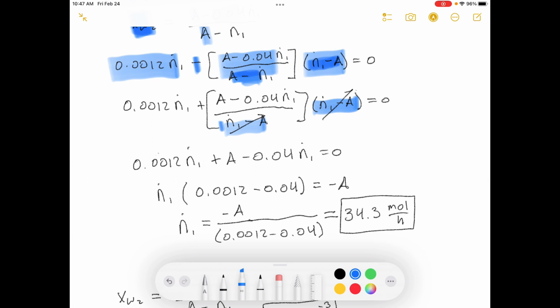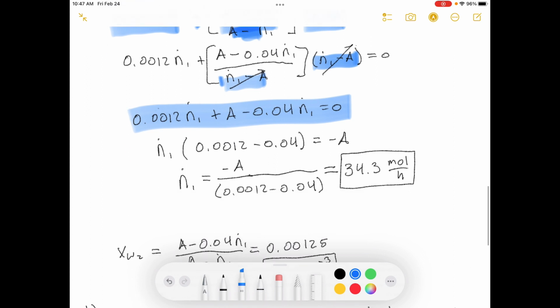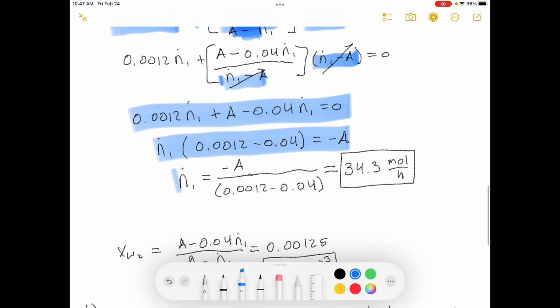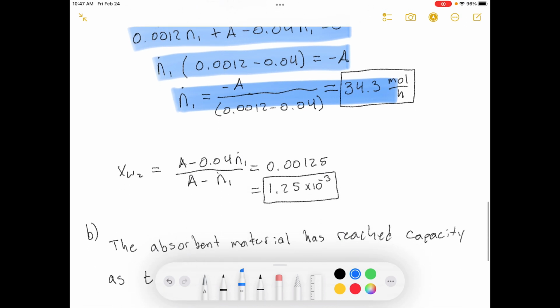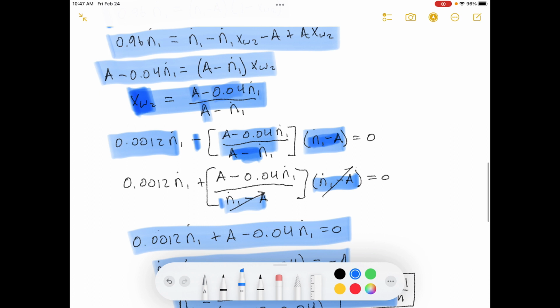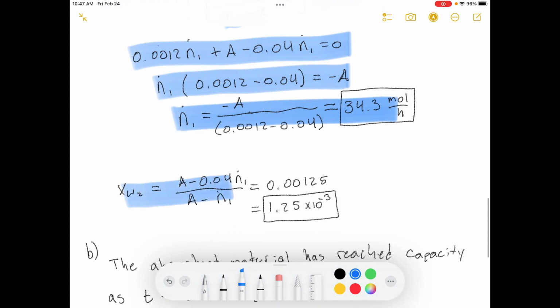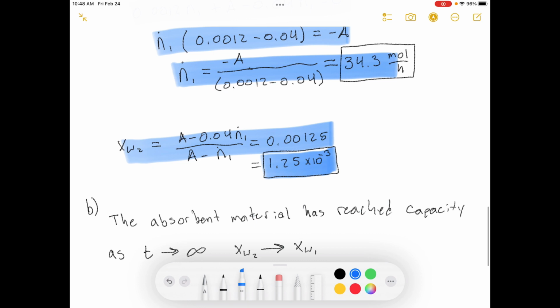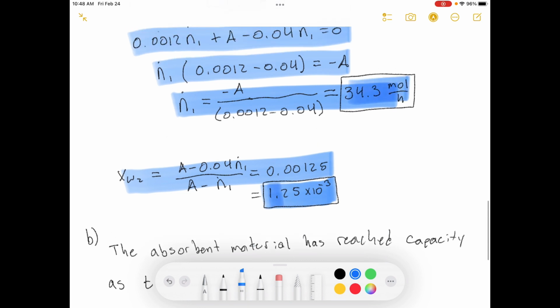All right, so then we cancel out to this equation and we get that N1 equals this, and finally N1 equals 34.3. Then we can substitute our number for N1 back into this equation, and we calculate that xw2 equals 1.25 times 10 to the negative 3. So we've solved for the 2 things that they asked us for here, just using substitution and using our 3 sets of equations that they gave to us.